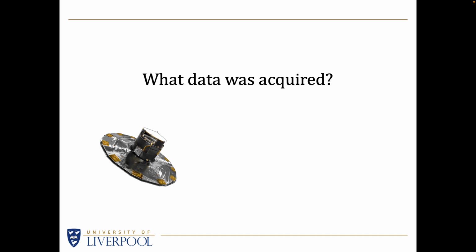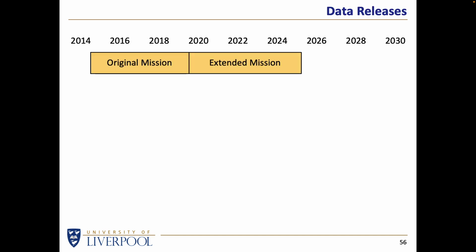So what data was actually acquired by Gaia? Its original launch was back here in 2014, and it was decommissioned in 2025. Originally, it was a 5-year mission, but then they extended it to a full 10 and a half years. It takes time to analyze the data. Remember, effectively what it's doing is measuring billions of stars multiple times, as well as taking the spectra of a very large number of stars.